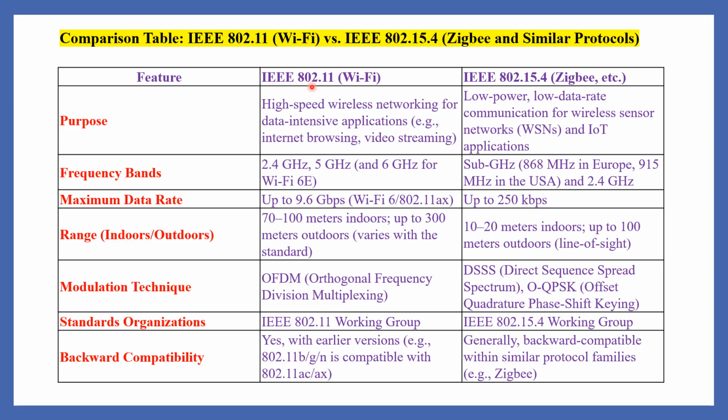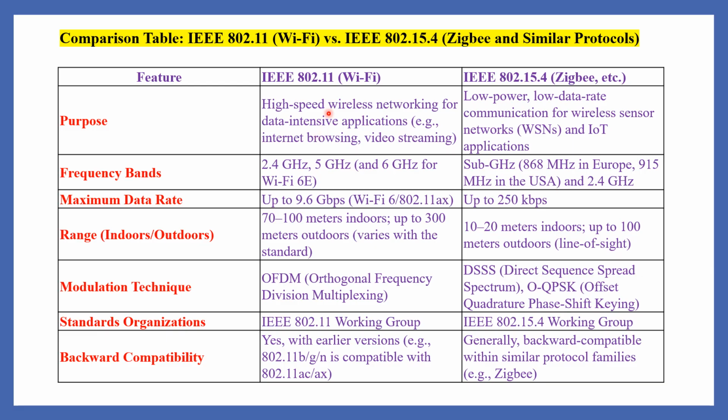So IEEE 802.11 is for Wi-Fi, and IEEE 802.15.4 is mainly for wireless sensor networks. In what way both the standards differ based on certain features, we will look into. We will run through fast.